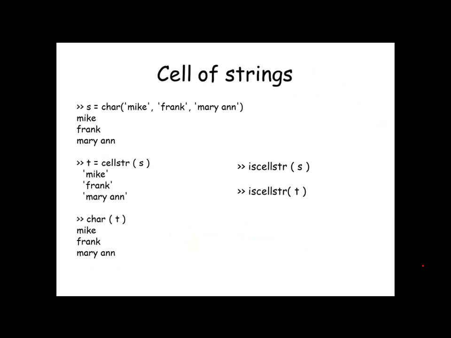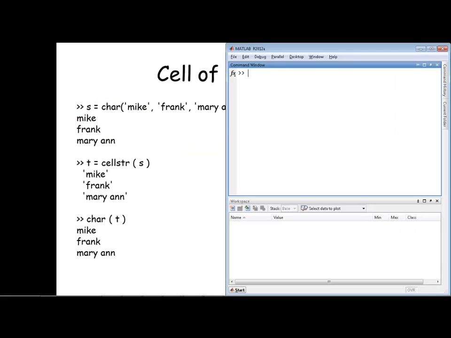One of the most common uses of cell matrices is to store strings in them. Let's first see how we can work with strings using regular matrices. The char function, if you provide it with multiple strings, will generate a character matrix where each word will be padded with spaces as necessary. Let's see how this works in MATLAB.